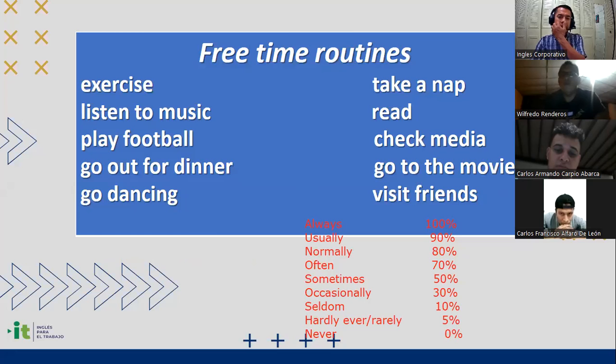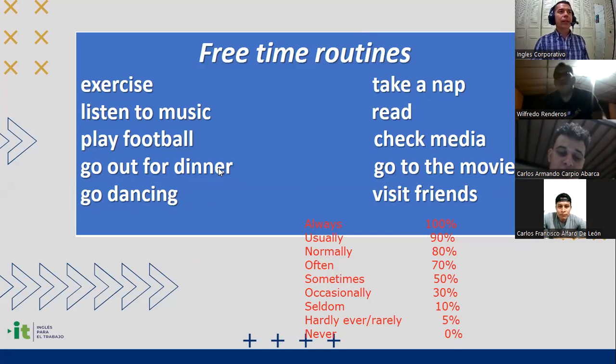But this is, repeat after me, everybody. Exercise. Listen to music. Play football. Go out for dinner. Go dancing. Take a nap. Read. Check media. Go to the movies. Cinemark. Cinepolis. Okay. Visit friends. Good.